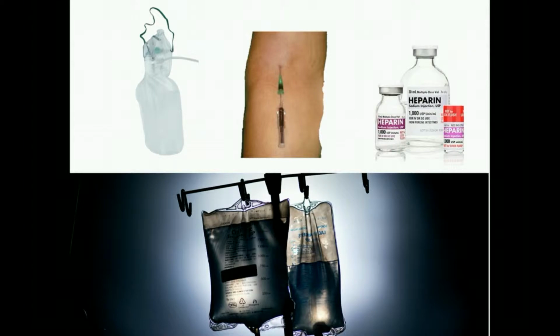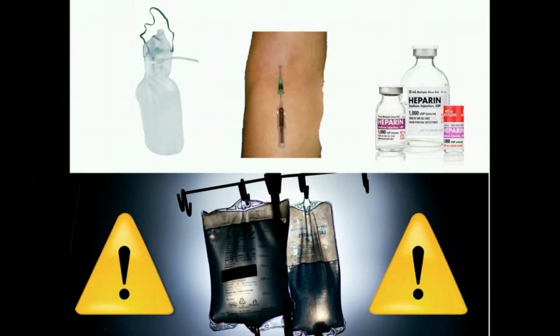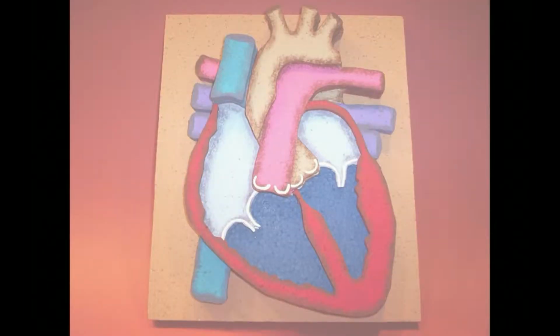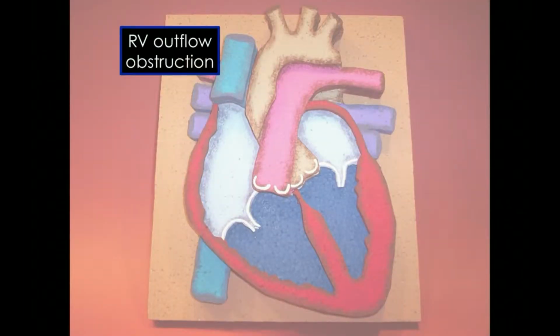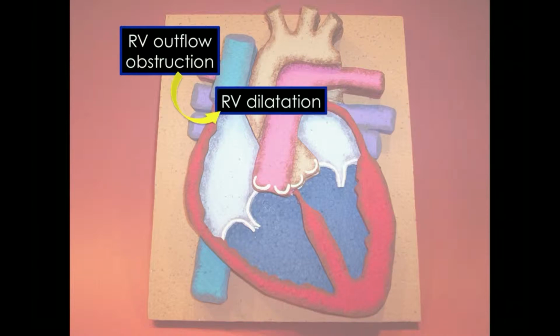Well, we thought to start fluids, but I just want to spend a couple of seconds telling you why it isn't a good idea to start fluids in this particular patient. The problem with PE is that we have a right ventricle outflow obstruction. That's a clot, and when that happens, the RV increases its volume. It's dilated, and this leads to a couple of situations that are very bad for the patient.